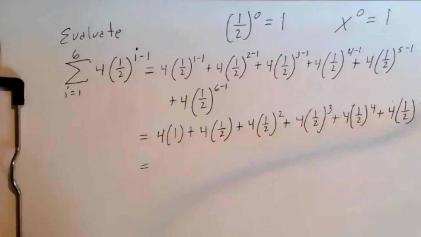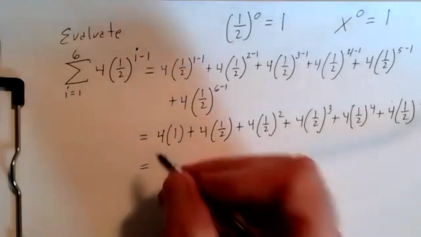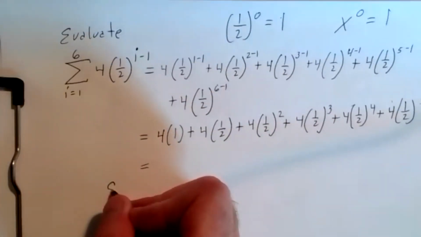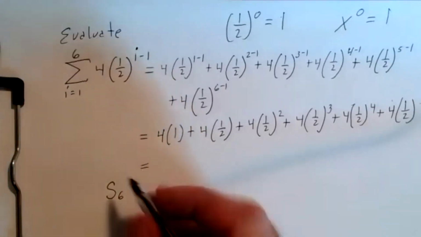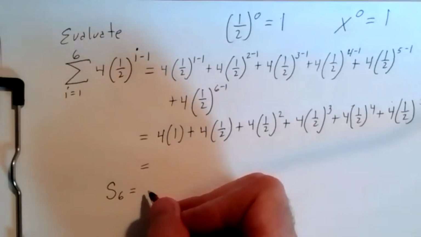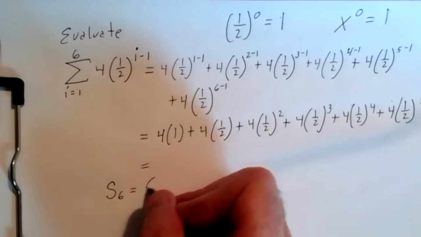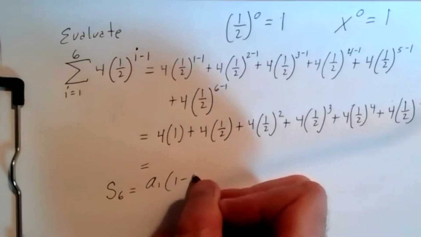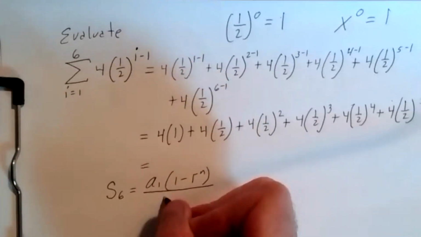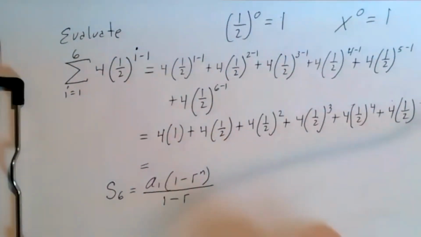All right. Well, in order to find the sum of the first 6 terms, we could use our partial sum formula, which we derived, and that's your first term times 1 minus r to the nth power divided by 1 minus r. We just derived that formula.